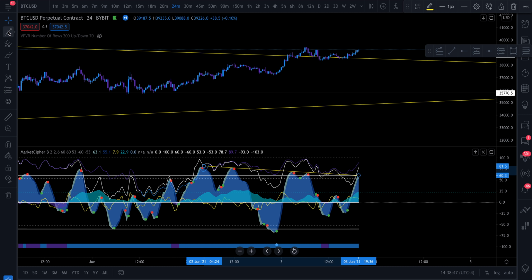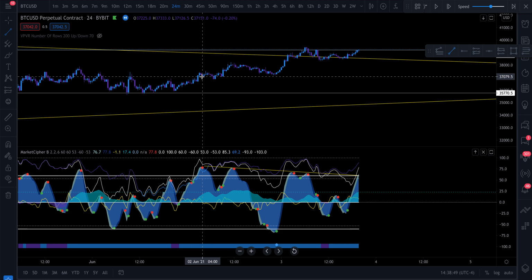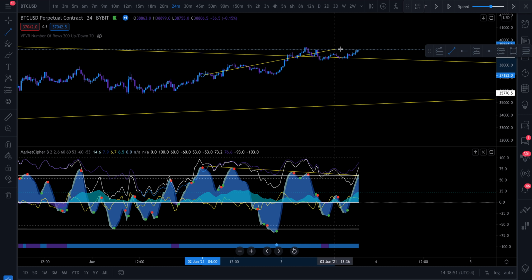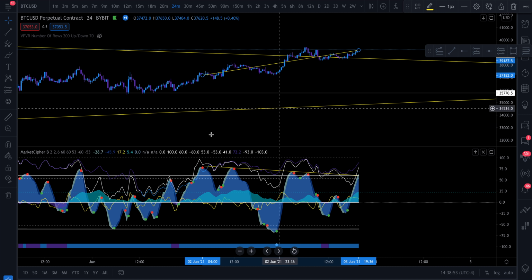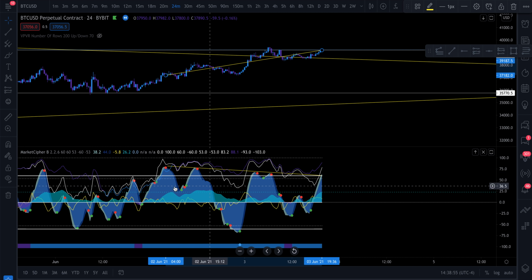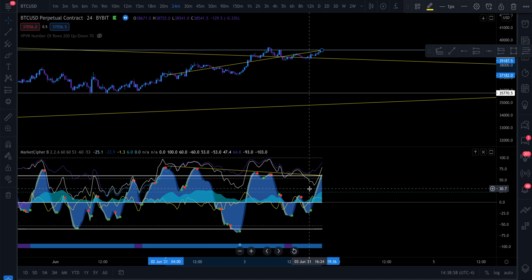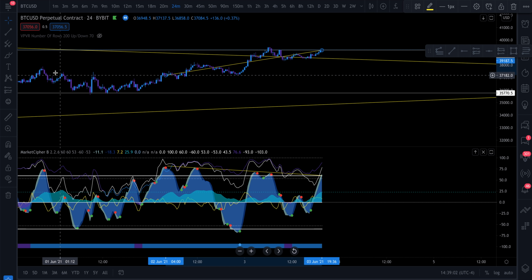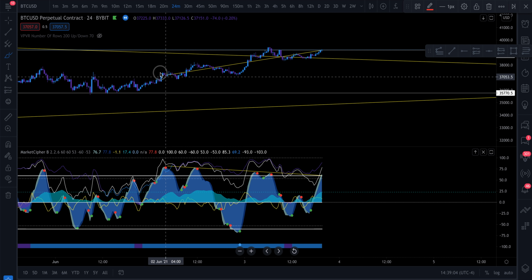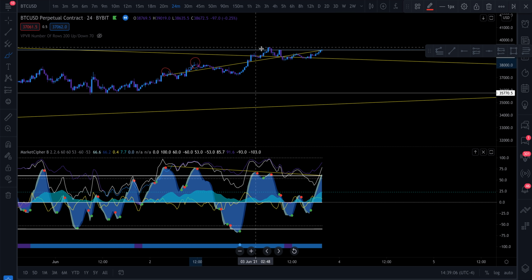A divergence in momentum is where the price is printing higher highs and higher lows over time, while at the same time, the momentum waves on Market Cipher B are printing lower highs. Lower highs, okay? Check it out. Price is printing higher highs in general. We have a high here. We have a higher high here. We have a higher high here.